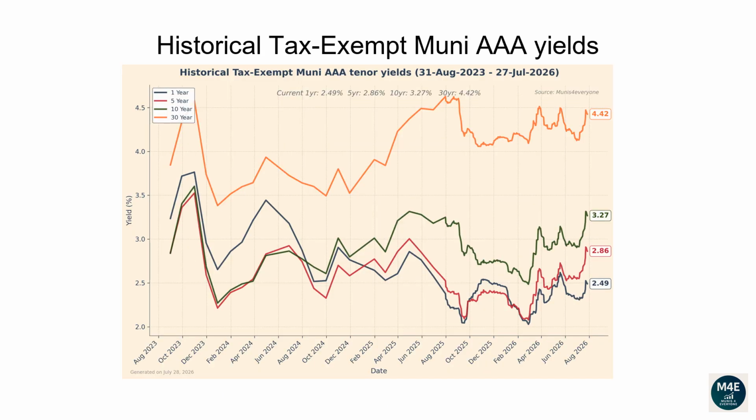This line plot and the next plot show how each tenor of the Muni yield curve has changed over time. From the 31st of August 2023 to the 27th of July 2026, the 1-year yield has dropped from 3.24 to 2.49. The 5-year yield has increased from 2.85 to 2.86. The 10-year yield has increased from 2.84 to 3.27. The 30-year yield has increased from 3.85 to 4.42.